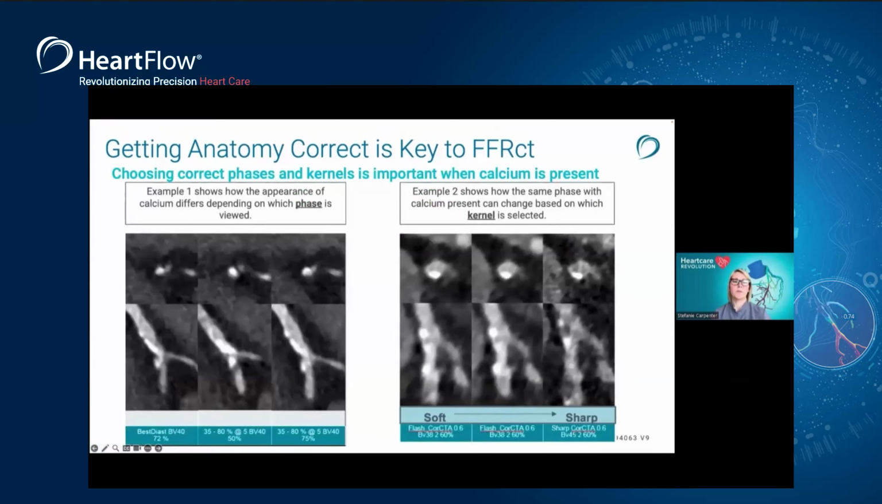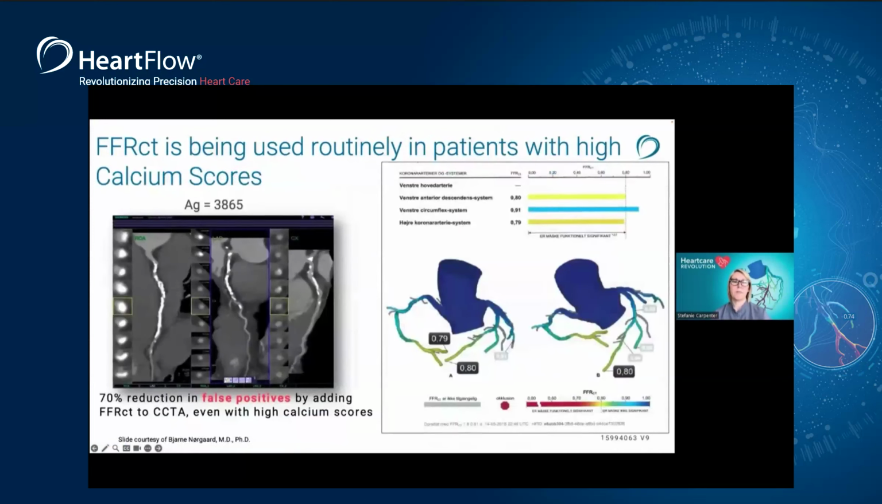Submitting multiple phases and kernels is also important for processing for FFRCT. In the example on the left, see how the appearance of the calcium differs depending on phase location, while the example on the right shows how different kernels of the same phase location depict calcium differently. For these reasons, it is important to submit multiple phases and reconstructions to HeartFlow, as different series may provide improved interpretability of challenging regions better than others.